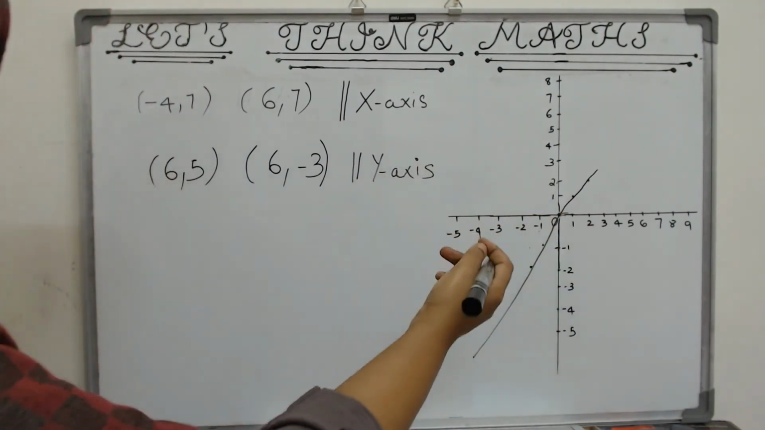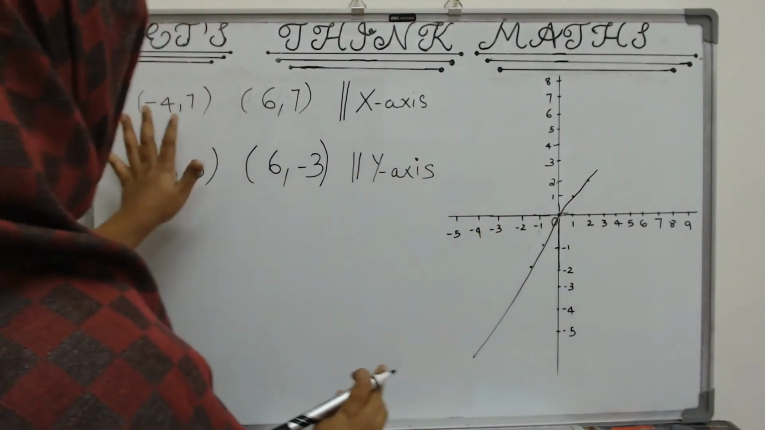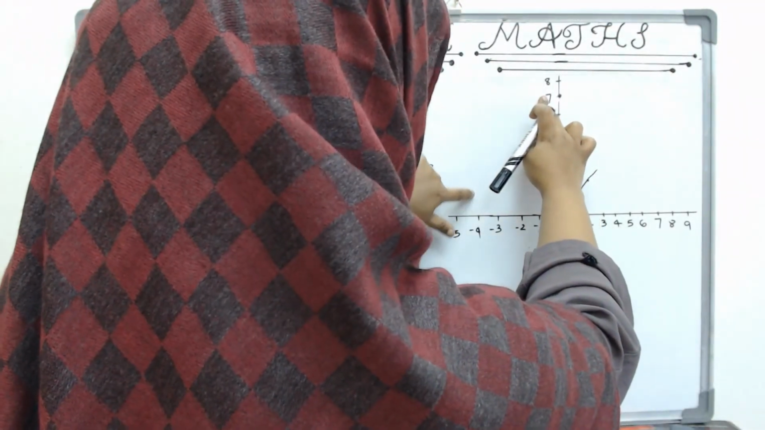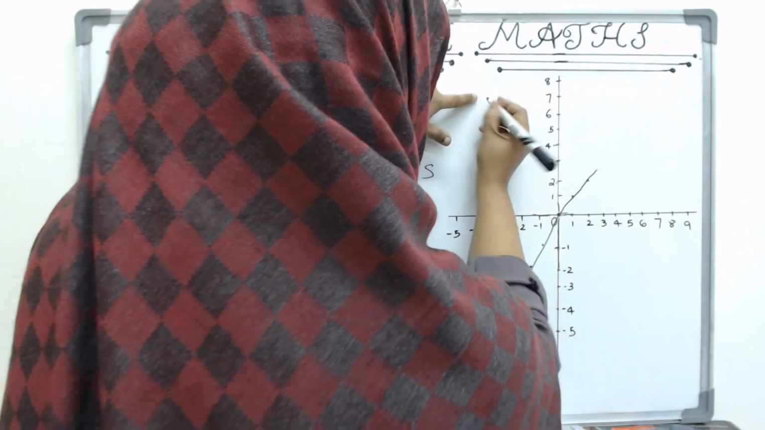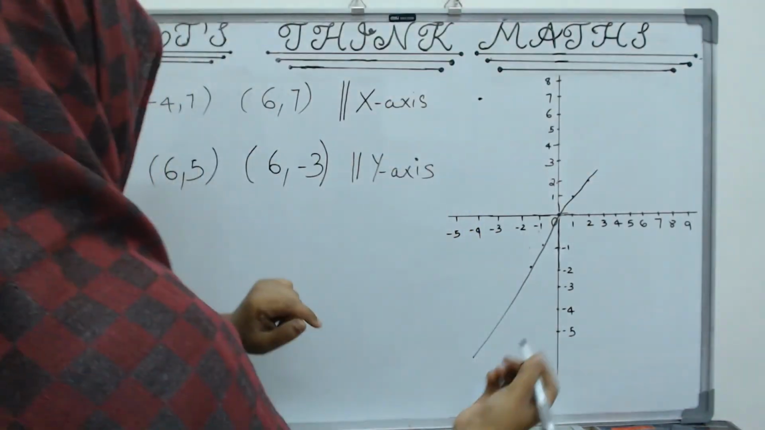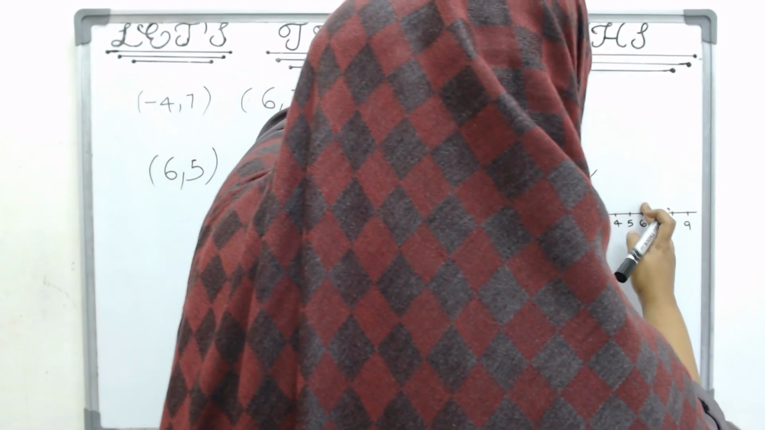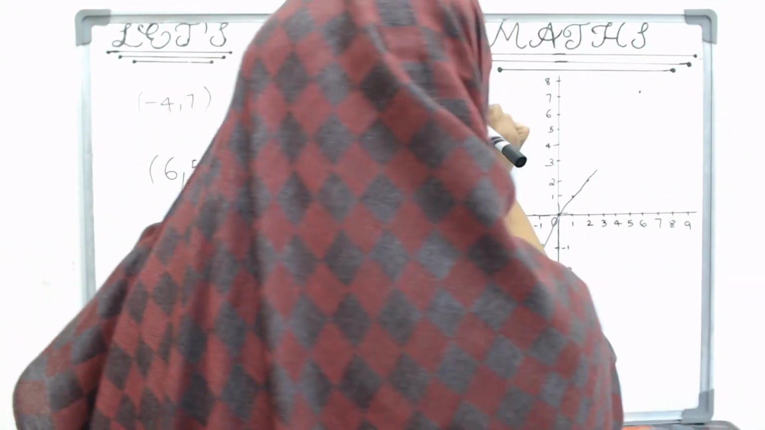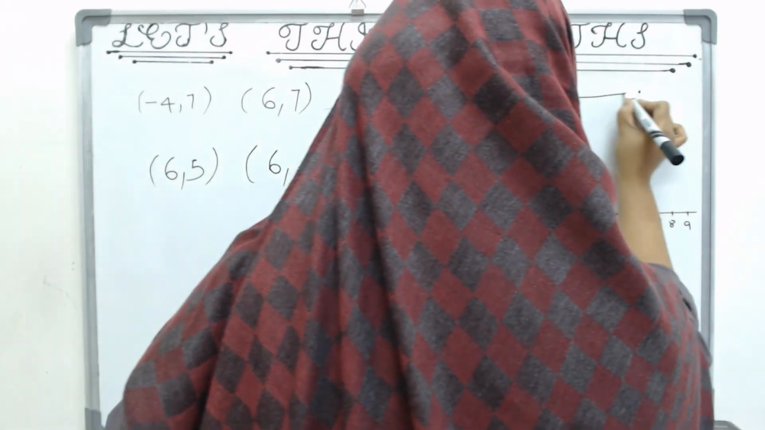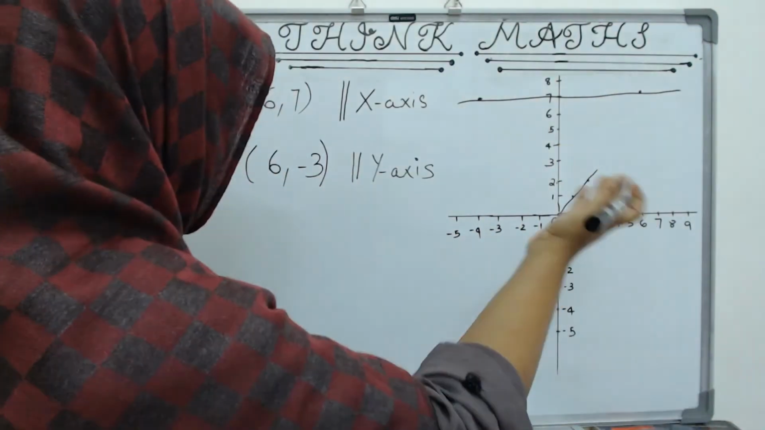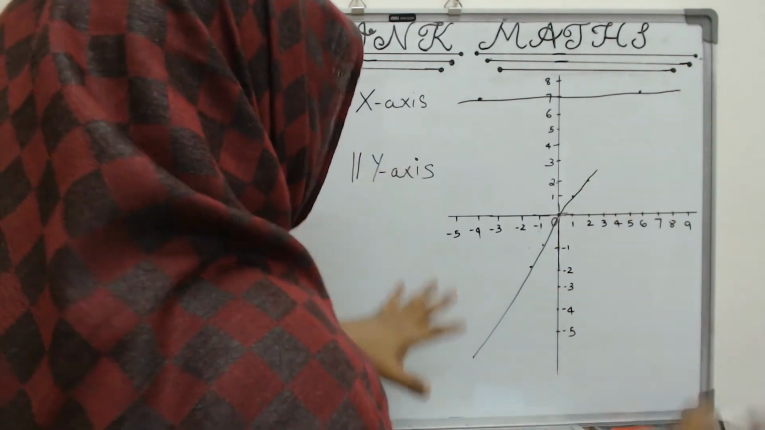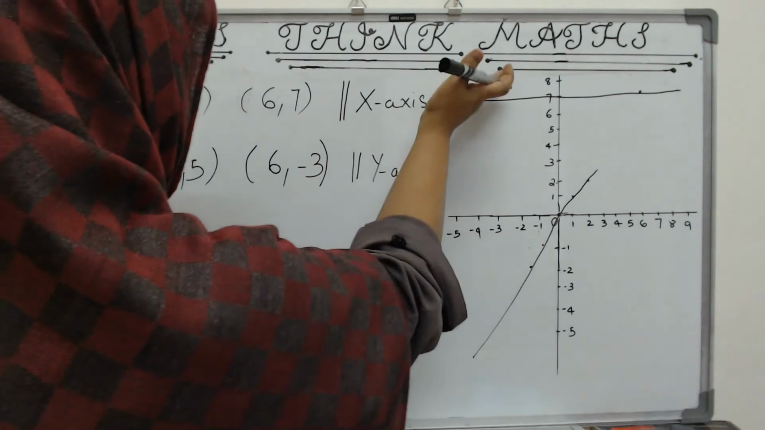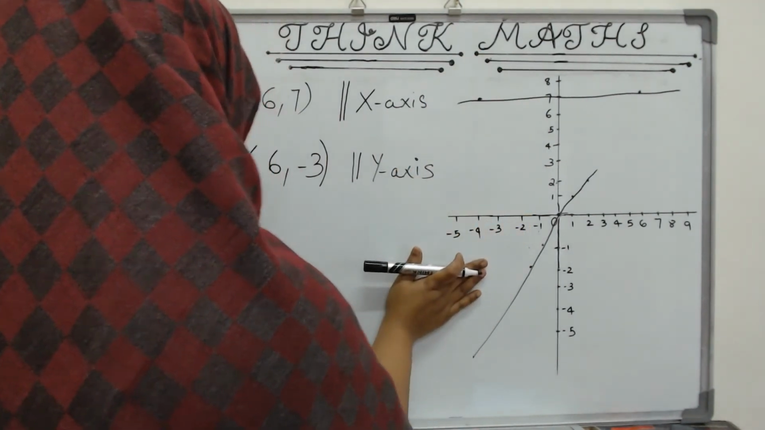If you want, I will do it. See, the first one, abscissa minus 4, ordinate 7. So it will come here. Abscissa 6, ordinate 7. It will meet somewhere here. Join this in a straight line. The line that I have drawn is not straight, but just imagine it is a straight line. So this straight line will always be parallel to the x-axis.